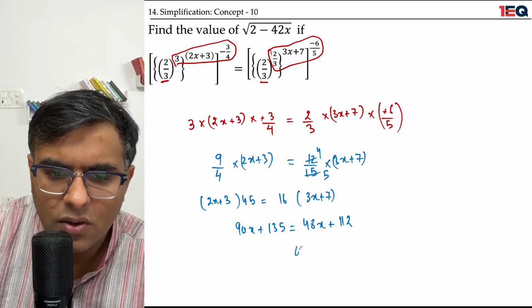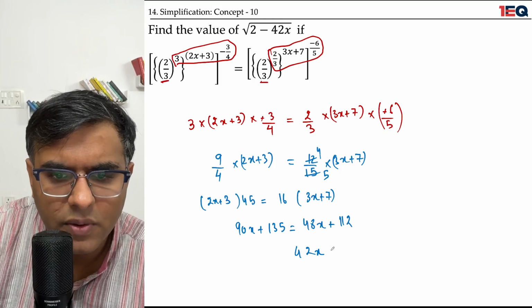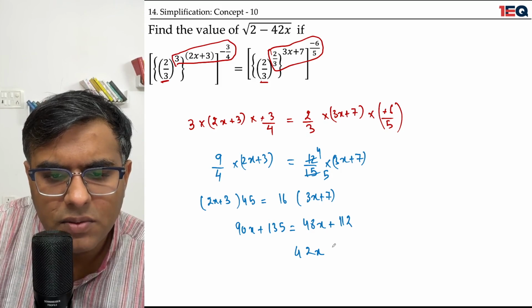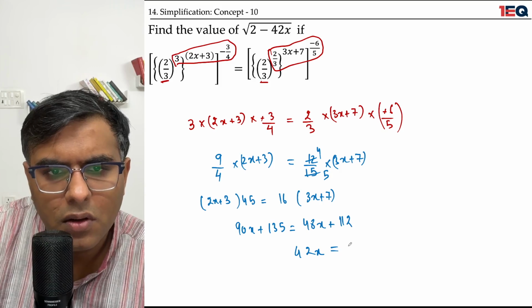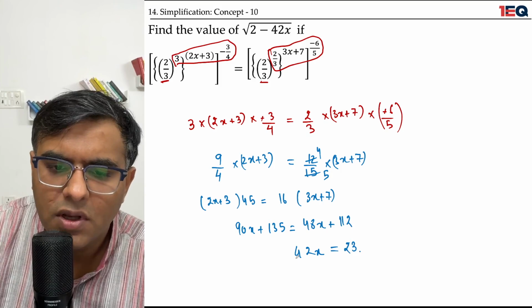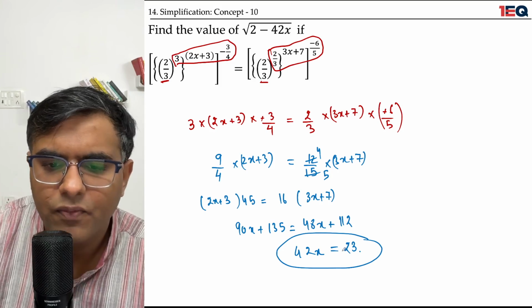This would bring me to 42x on the left hand side, and this would be equal to 23, if I'm not wrong. Yes, 23. So the value of 42x is equal to 23.